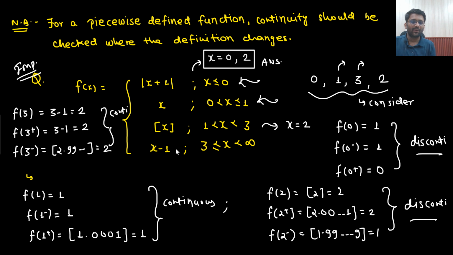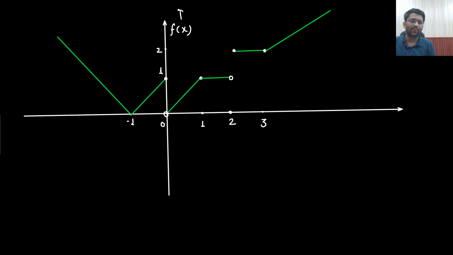Put x equals 3, what are you getting? 2. Put x equals 4, what are you getting? 3. At 4 you will be getting value 3. Then at 5 you will be getting value 4. At 6 you will be getting value 5. At 7 you will be getting value 6. In that manner the graph will keep on going, right?